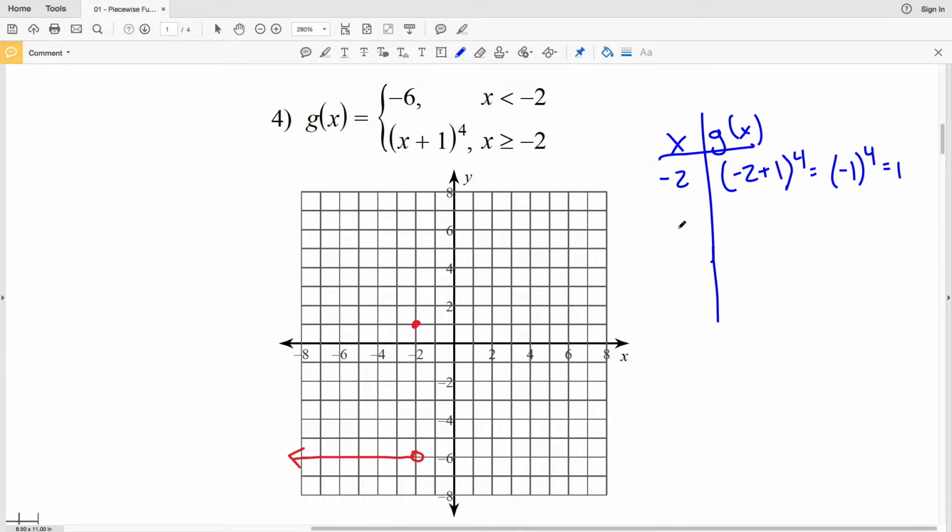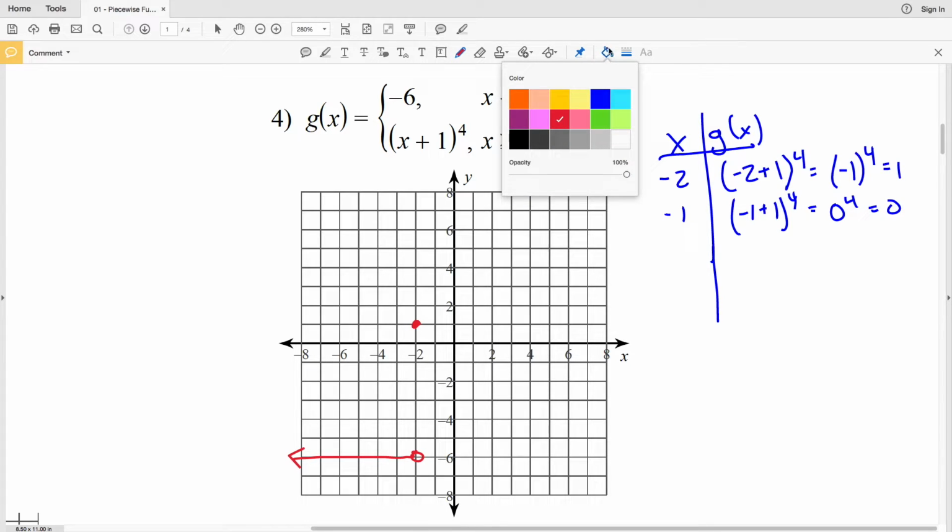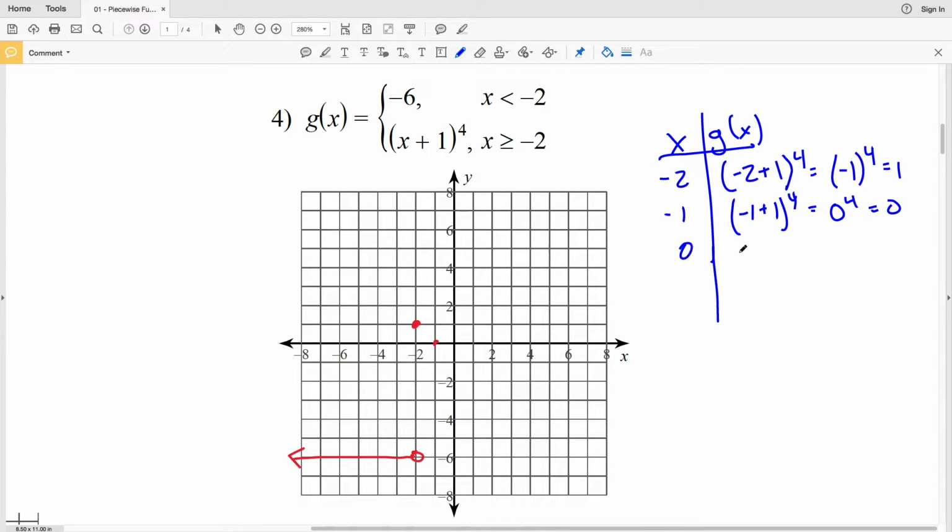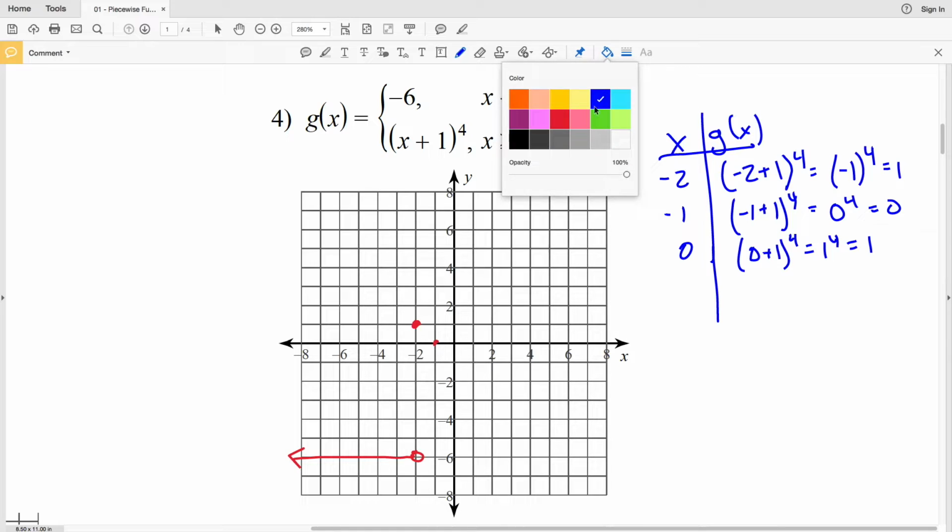Now I'll enter in negative 1. Negative 1 plus 1 to the 4th is equal to 0 to the 4th, which equals 0. So when we're at negative 1 in the x, we're at 0 in the y. Next, I'll enter in 0. So if x is 0, 0 plus 1 to the 4th equals 1 to the 4th, which is equivalent to 1. So when we're at 0 in the x, we're at 1 in the y.